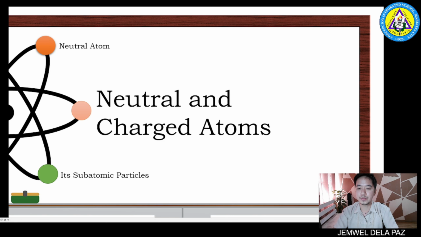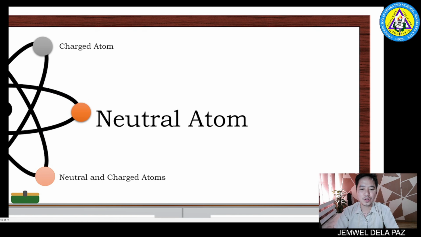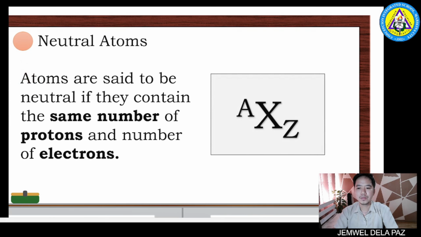Here we have to differentiate neutral atom and charged atom. When is the time that an atom is neutral? Atoms are said to be neutral if they contain the same number of protons and number of electrons. To determine if the given atom is neutral, all you have to ask yourself is, is the number of protons the same as the number of electrons? If your answer is yes, then most likely that is a neutral atom.